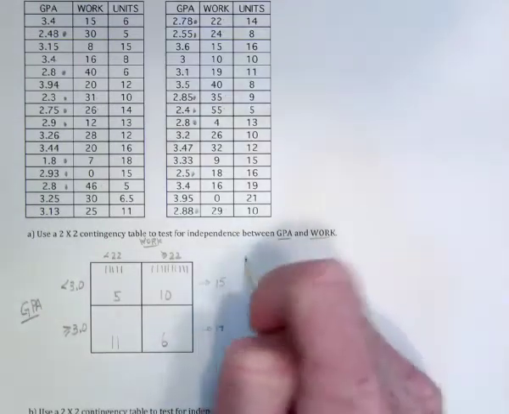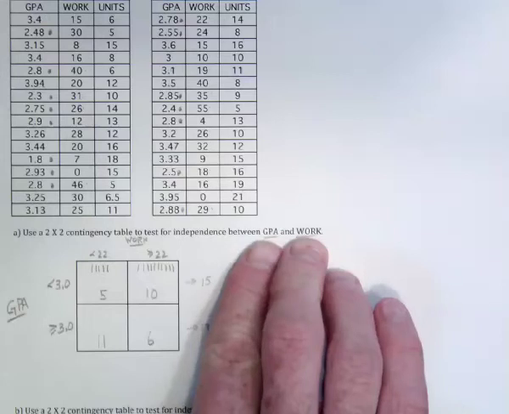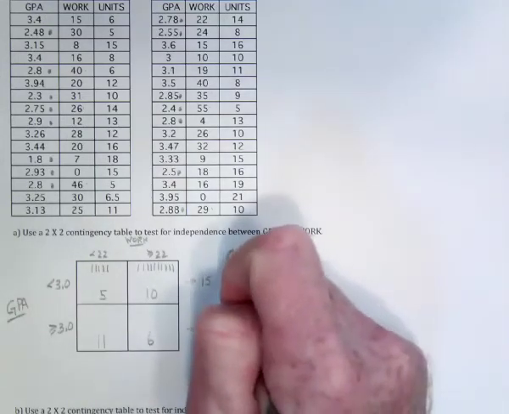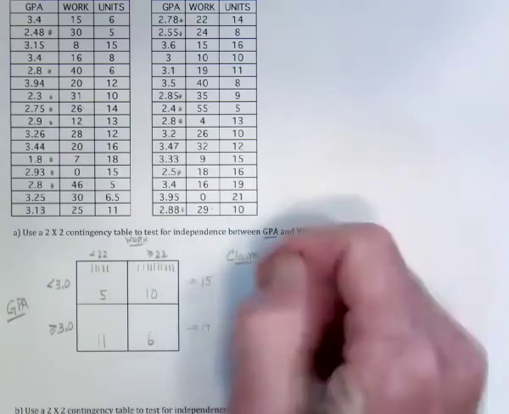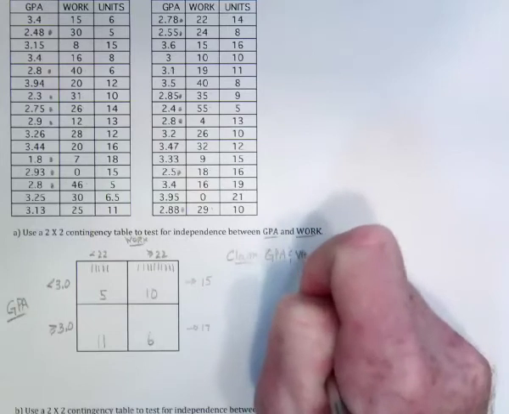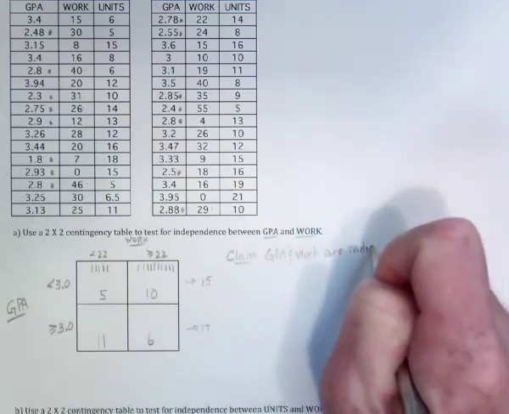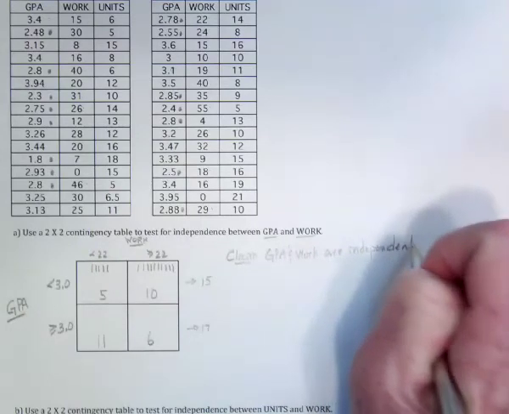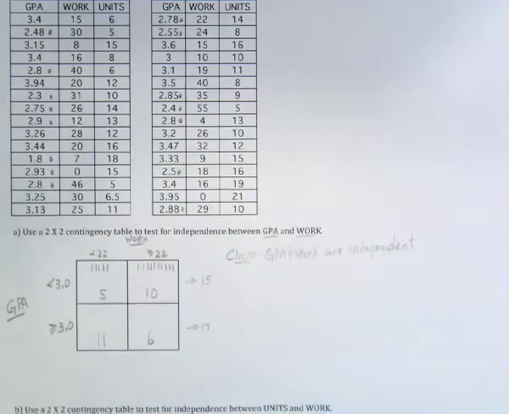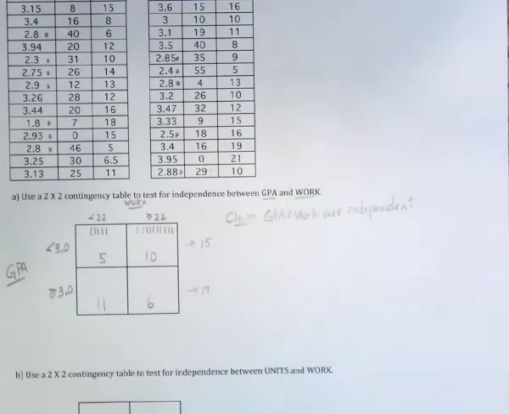Okay, so the next thing to do is write out the claim, and that's that these two things are independent. That how much you work has absolutely no effect on your GPA. So the claim is that GPA and work are independent. And you don't have to put H sub 0 and H sub 1 and all of that. It's just that these two are independent.